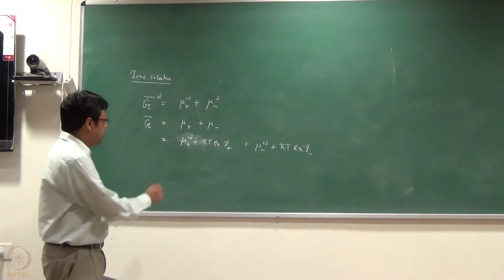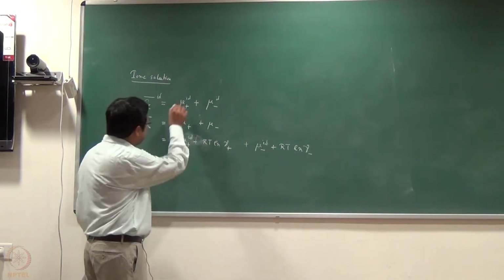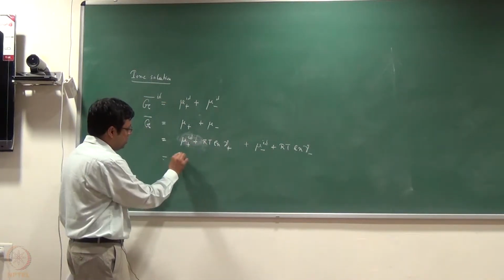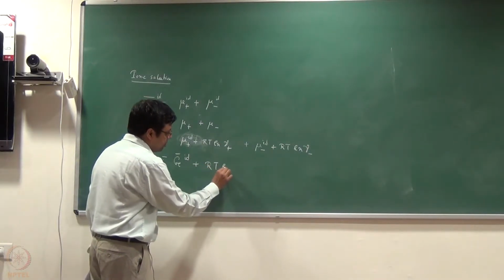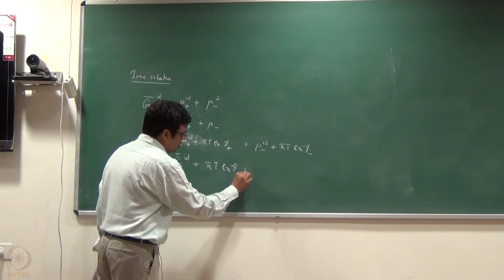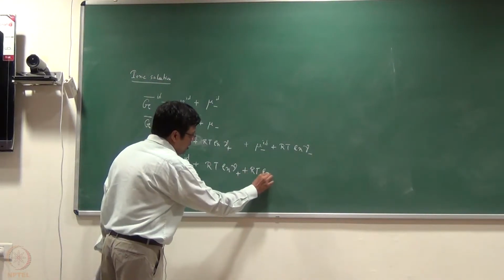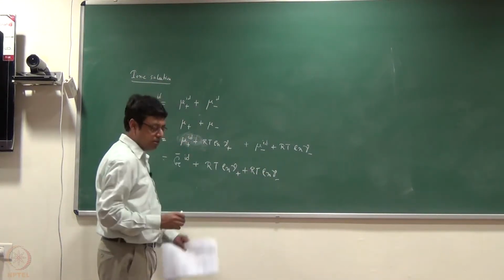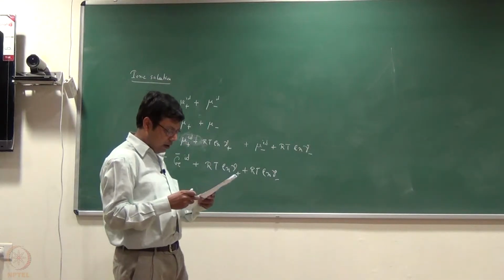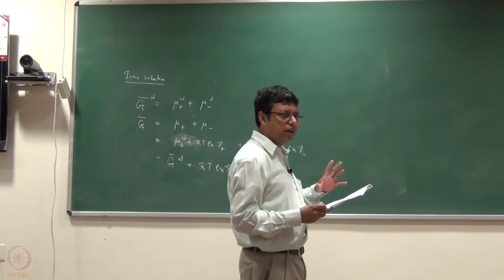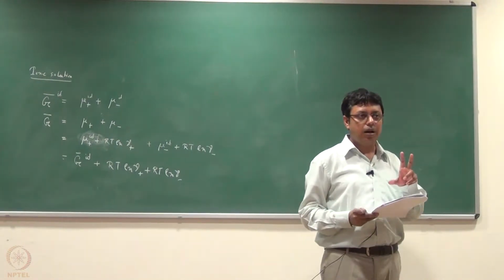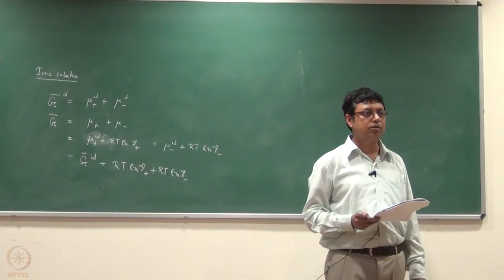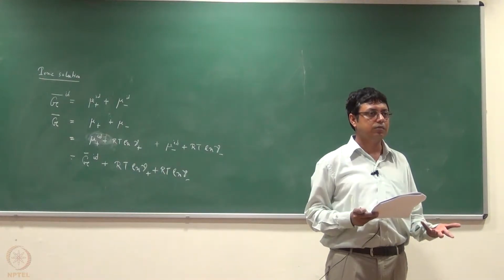Clear? Alright, so these mu ideals are nothing but my original G bar ideal, right? And so I see that there are basically two terms, RT ln gamma plus and RT ln gamma minus. Now the question is, for every electrolyte, I have to define two activity coefficients, which is very difficult to handle.